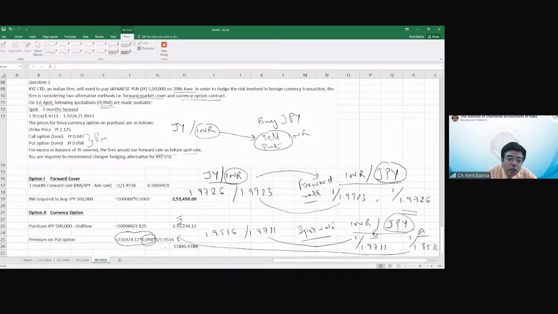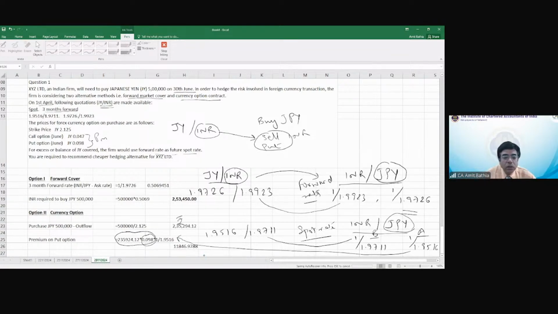Right? Okay, sir. And since I am going up the ladder, I am converting Japanese yen into INR. So that is going to be multiply. So I say 235,924 into the premium amount which is there on put option into 1 upon 1.9516. Are you with me now? Yes, sir.